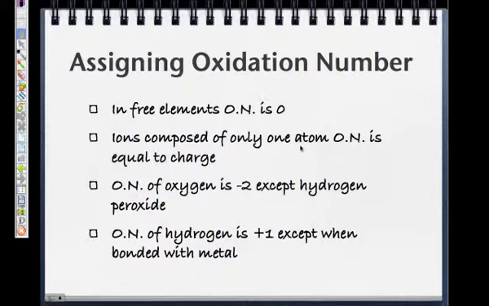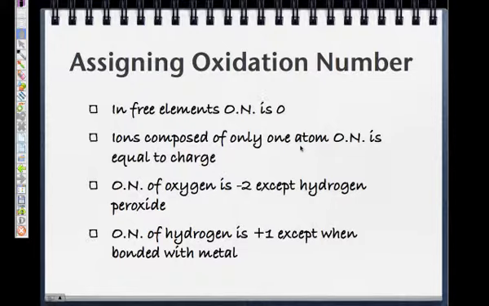For ions composed of only one atom, the oxidation number is equal to the charge. Meaning if it's a magnesium ion and a chloride ion, each of those ions is going to have an oxidation number equal to its charge. So magnesium would have +2, chlorine would have -1.